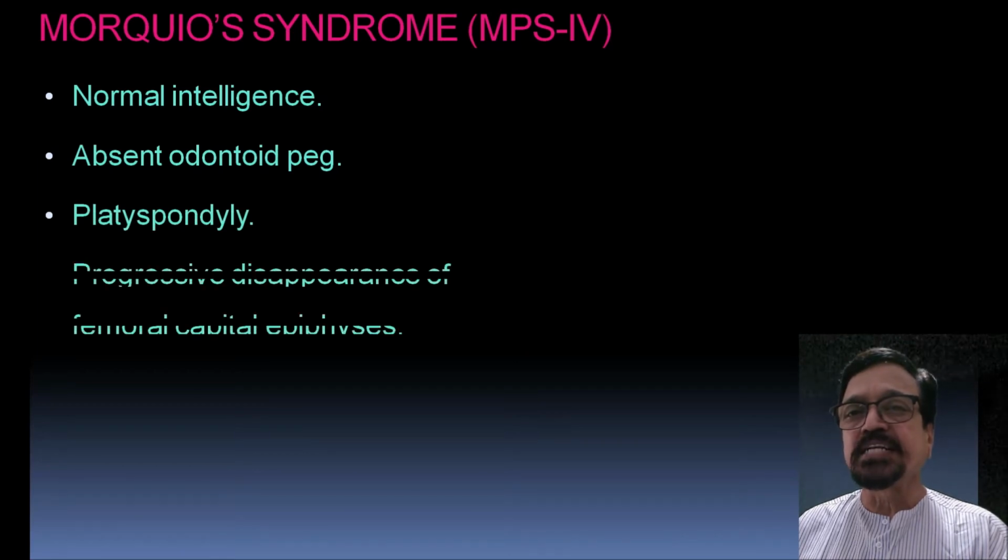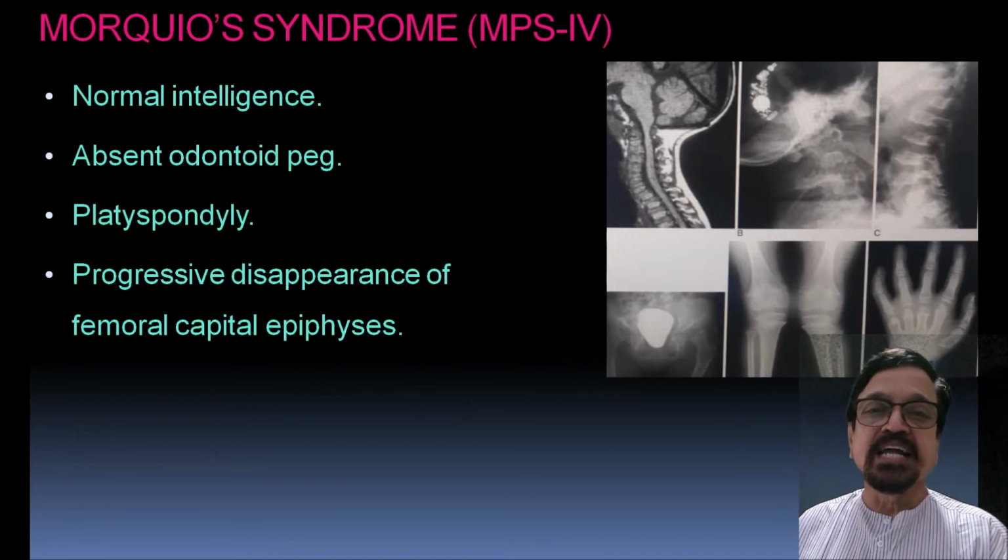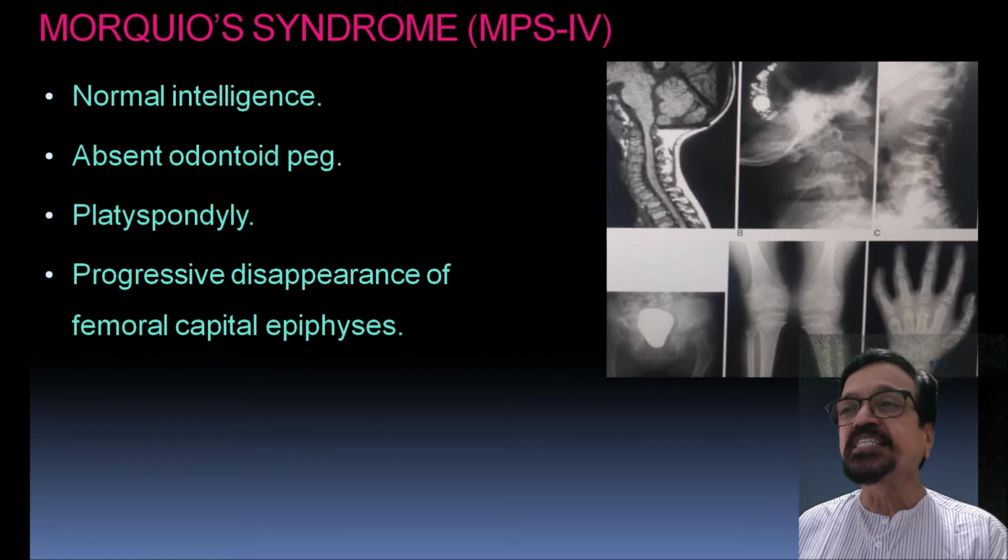Let us continue. Normal intelligence, absent odontoid peg, platyspondyly, progressive disappearance of the femoral capital epiphysis. Now, all these findings we are seeing in the pictures. Earlier we have seen what should be there, and here now we are seeing what is seen in the illustrations.